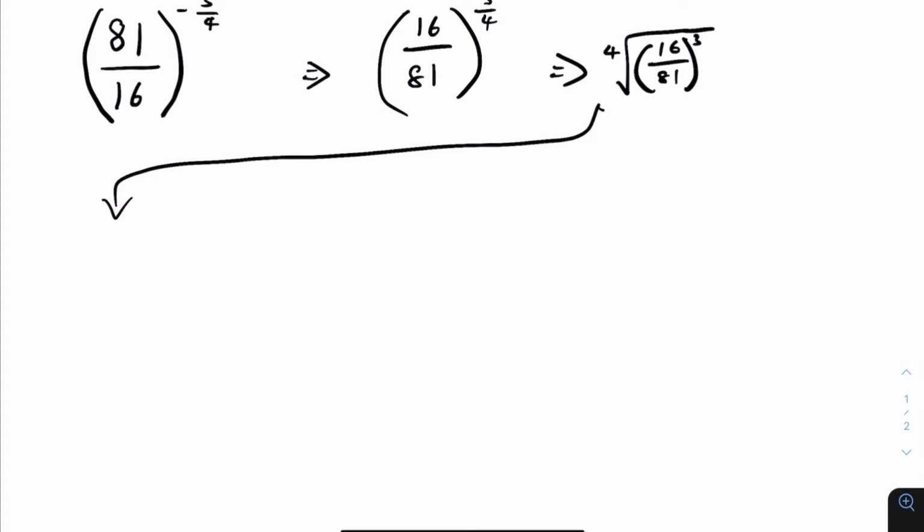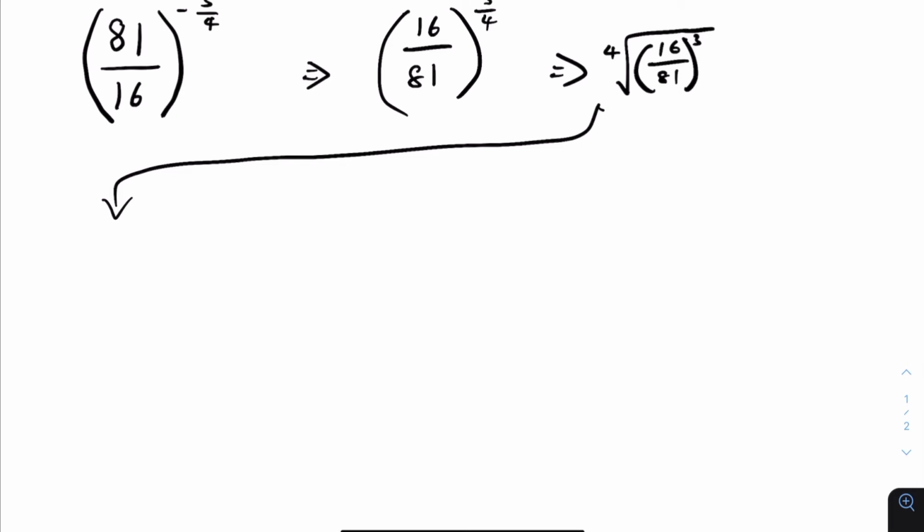Now, it would not be helpful to any of our mental math and to our brains and to our time management to actually cube this and then do this to the 4th root. The way we would do it is actually just put this straight to the 4th root and then cube it, because then we get much smaller numbers to work with.